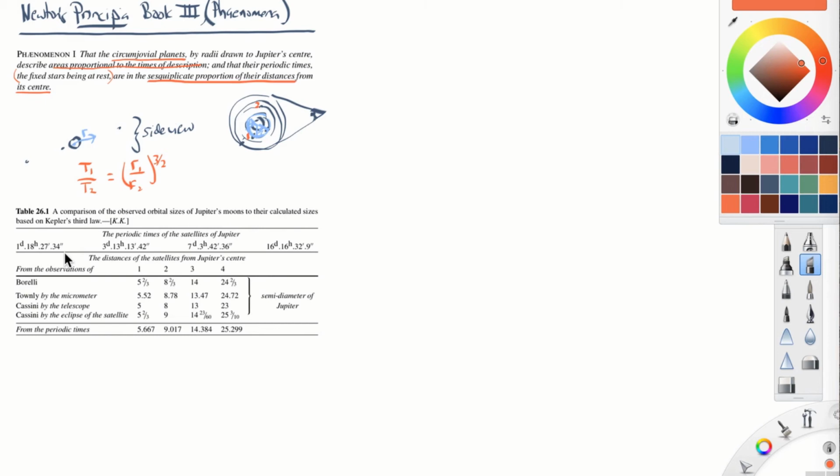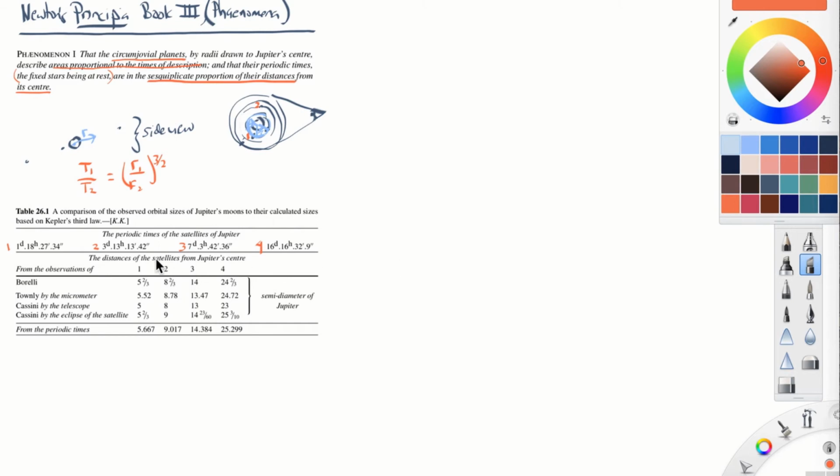So this right here is the periodic time of Jupiter's first satellite, its first moon. This is of the second satellite or second moon. So this would be moon number 1, this would be moon number 2, this would be moon number 3, and this would be moon number 4. So for example, moon 1 takes 1 day, 18 hours, 27 minutes, and 34 seconds to go all the way around Jupiter. Moon 2 takes 3 days, 13 hours, 13 minutes, and 42 seconds, and so on. Up to the fourth moon takes 16 days, 16 hours, 32 minutes, and 9 seconds to go around Jupiter.